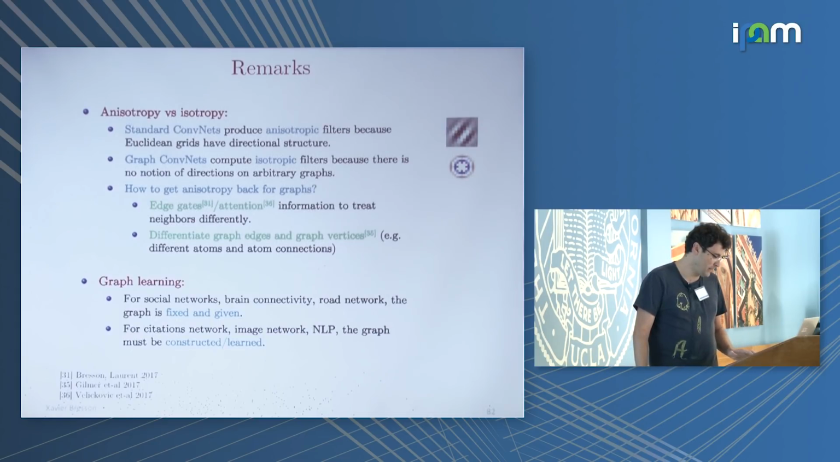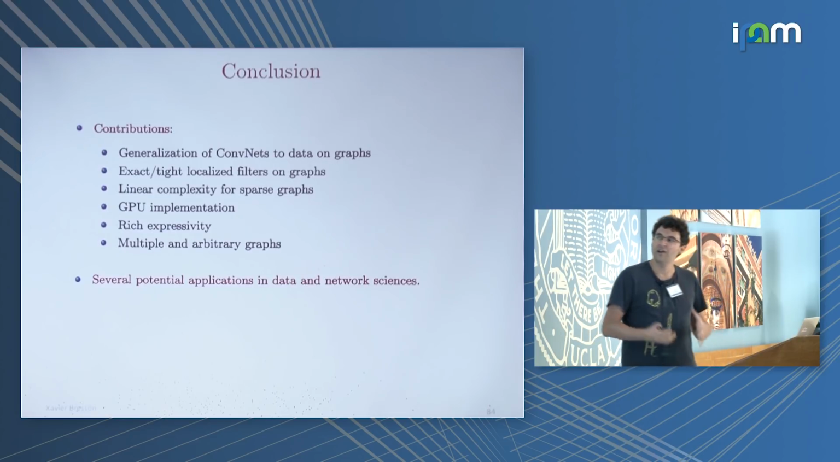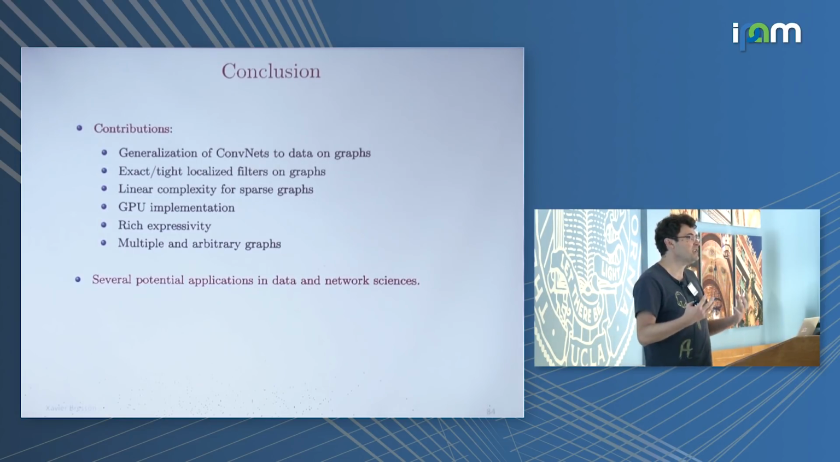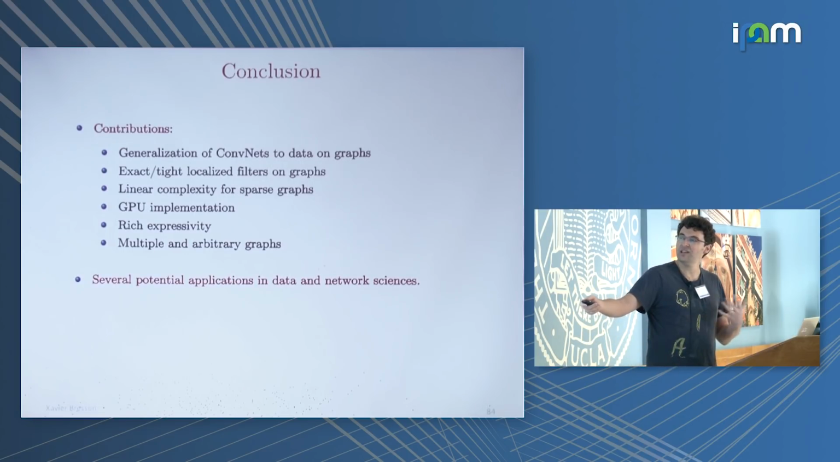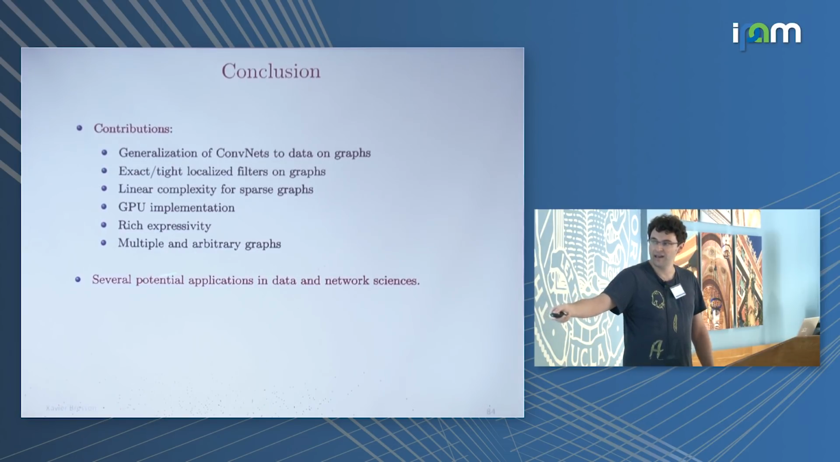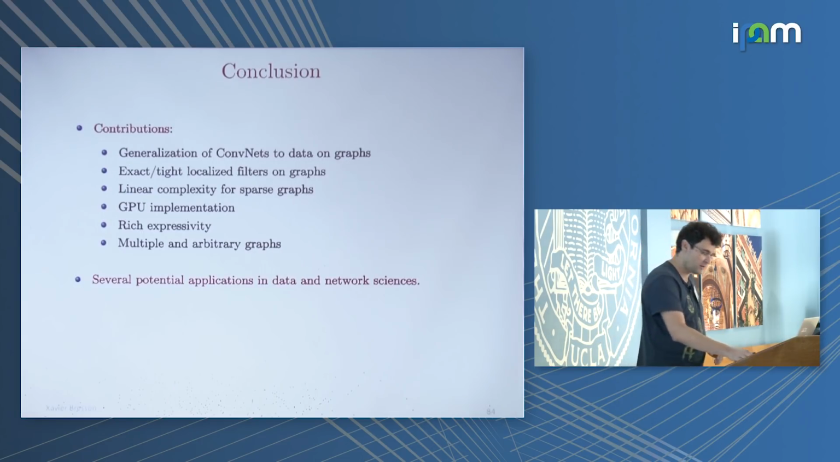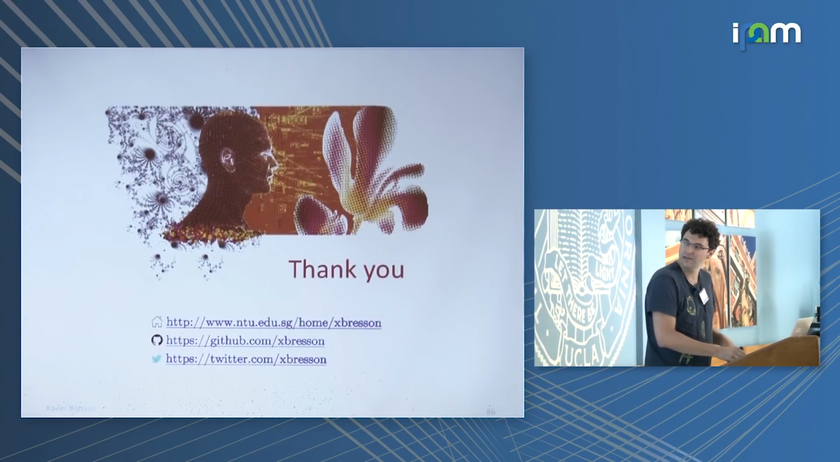Okay, so I think I'm right on time. The conclusion is that we now have different architectures to apply ConvNets to different data domains. We can still keep the properties of localization, we have linear complexity, we can do GPU implementation, rich expressivity of the filters, and multiple arbitrary graphs. And now I think it opens the path to applications in different fields like molecules, for example. There are some papers and some codes, and thank you very much.